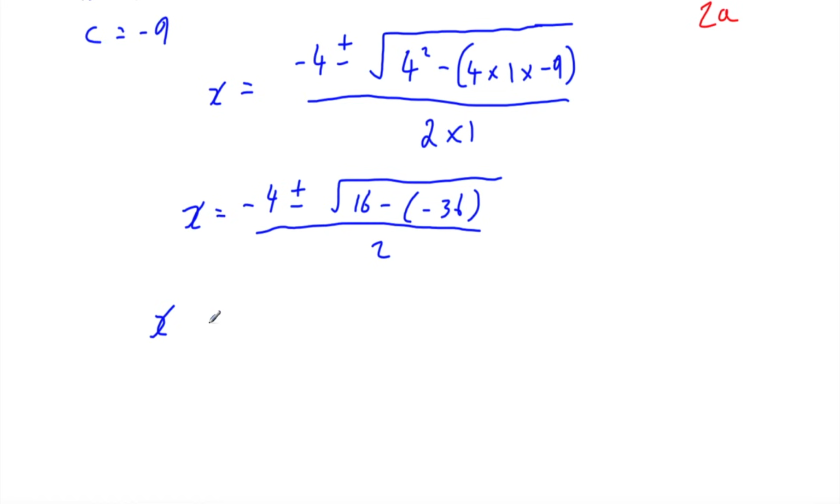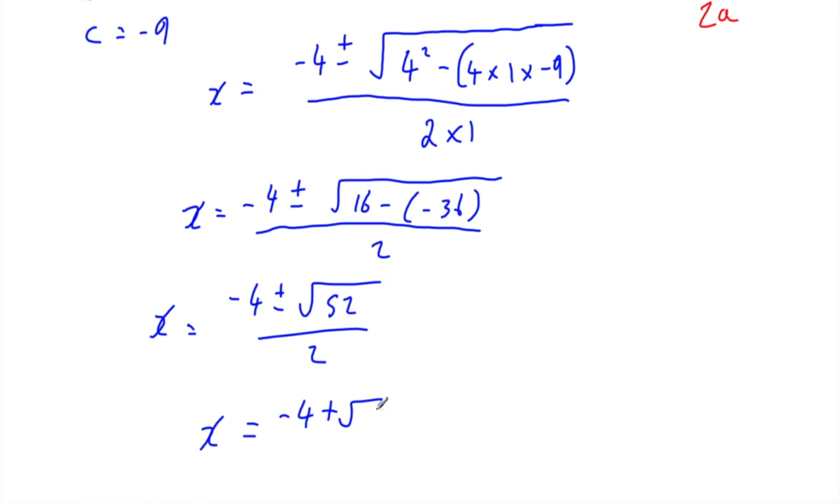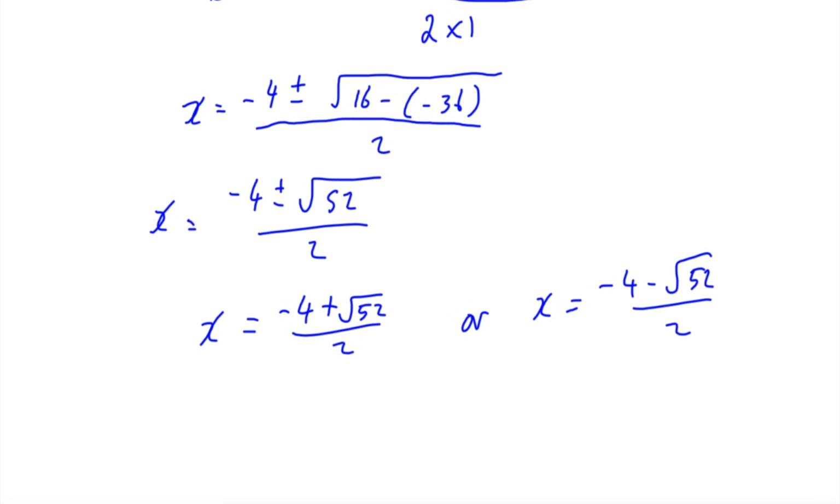Alternatively, we could do a bit more simplifying here and get negative 4 plus or minus the square root of 16 minus 36. Well, 16 minus negative 36 means plus 36, which would be equal to 52, and that's all over 2. And then again you can type this into the calculator, negative 4 plus the square root of 52 divided by 2, and then negative 4 minus the square root of 52 divided by 2, and get the two solutions that way. Or we could split it up and write it as x equals negative 4 plus the square root of 52 divided by 2, or x equals negative 4 minus the square root of 52 divided by 2. Now at this point I probably would just type it into the calculator and then get our answers.